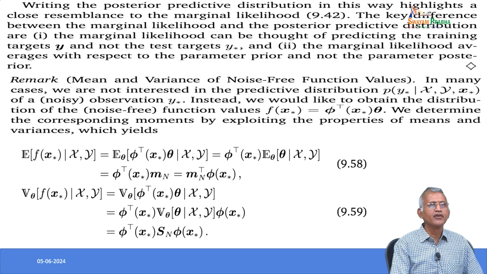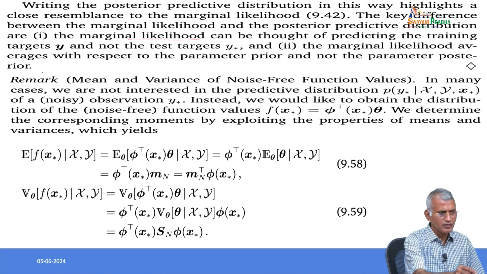highlights a close resemblance to the marginal likelihood. So, the key differences between the marginal likelihood and the posterior prediction distribution are: number one, the marginal likelihood can be thought of as predicting the training targets y and not the test target y*. So, the marginal likelihood averages with respect to the parameter prior and not the parameter posterior.